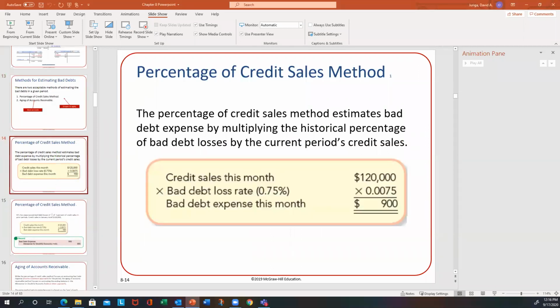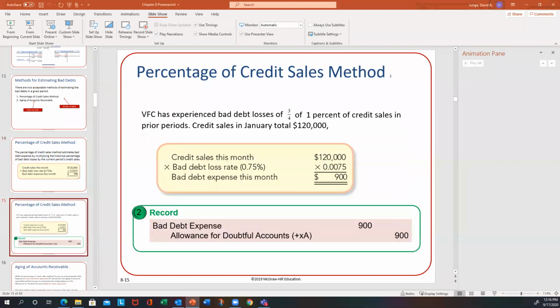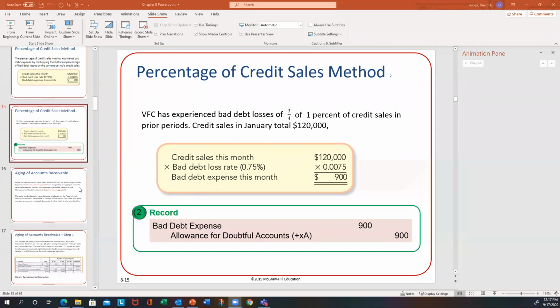So percent credit sales method, pretty much they'll give you in the problem, you'll have your credit sales, they'll give you the rate in terms of the percent you think is going to go bad. You simply multiply that rate times your credit sales, and that's going to be your bad debts expense adjustment for that period. That's all you have to do. So in your adjustment, you would debit bad debts expense and credit allowance for doubtful accounts. This is the method that in my applied accounting courses, this is the method that we do.